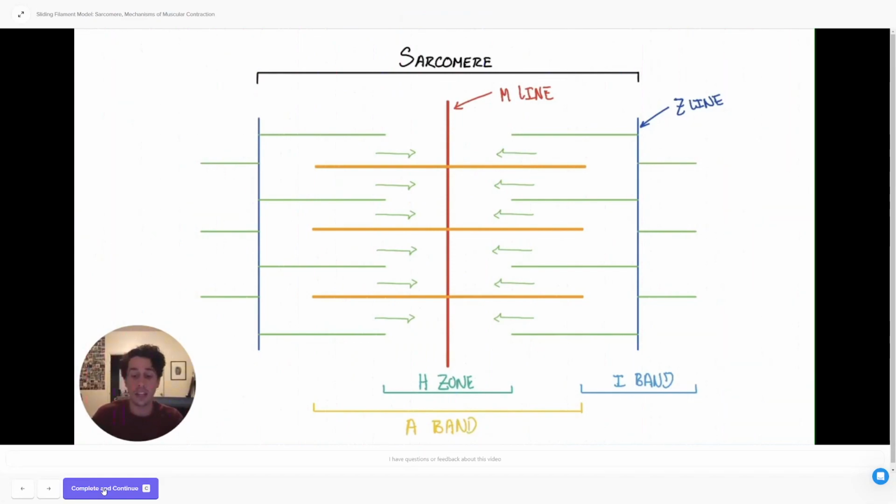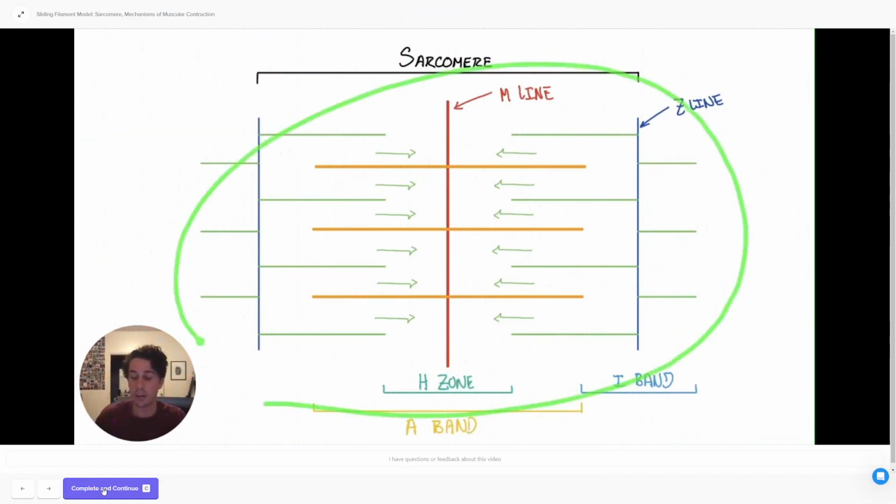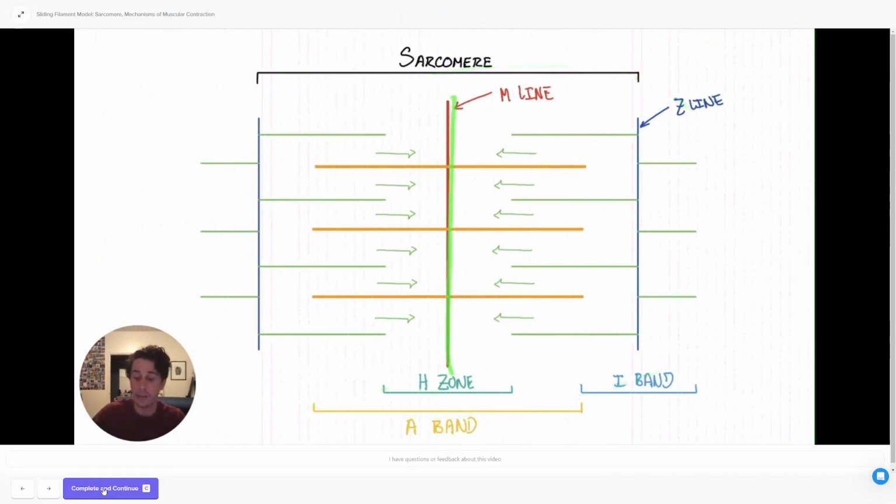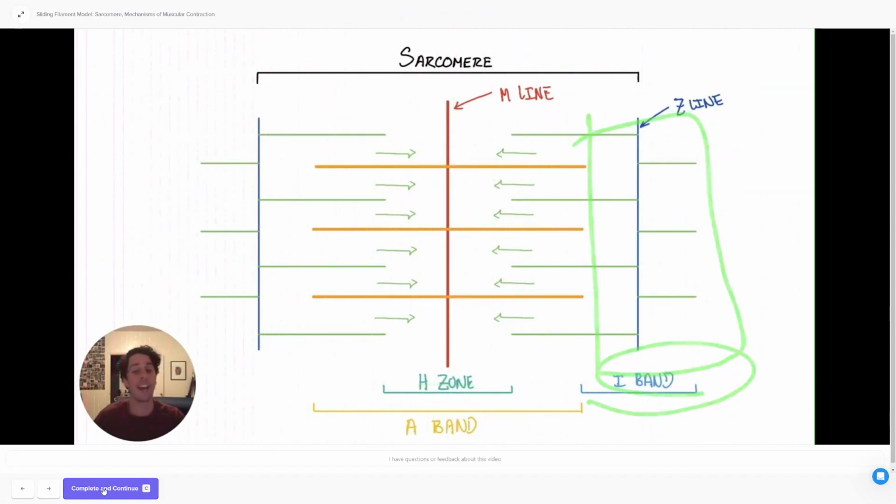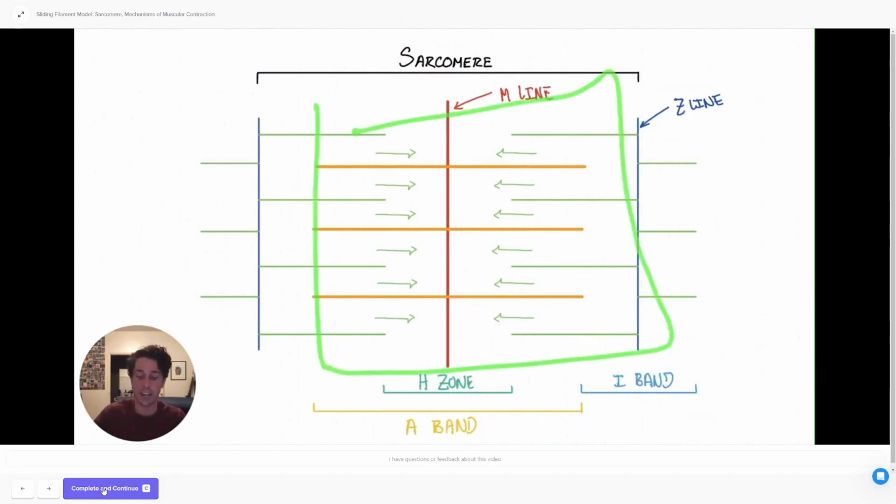Alright, so that's going to be the different portions of the sarcomere right here. So we have that M line like we know, the Z line. They're going to have our H zone right here, which we can see right here, right here, and right here. We're going to have our I bands, which are going to be these portions right there. And we're going to have our A band, which is going to be right here.